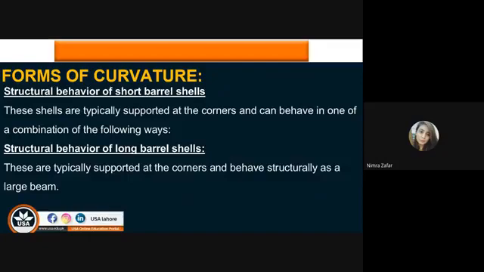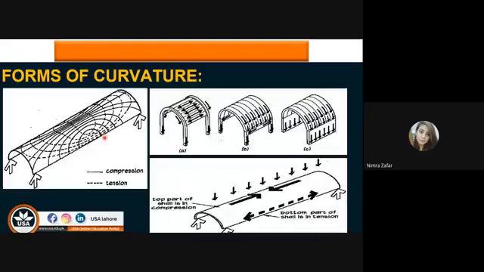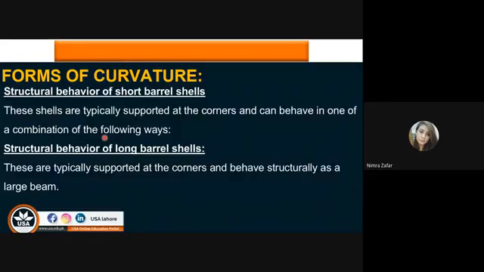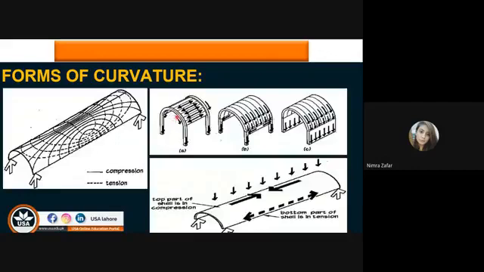Structural behavior of short barrel shells. These shells are typically supported at the corners and can behave in one or a combination of the following ways. These are the ways in which the short barrels behave. In any of the following ways, a short barrel will be.